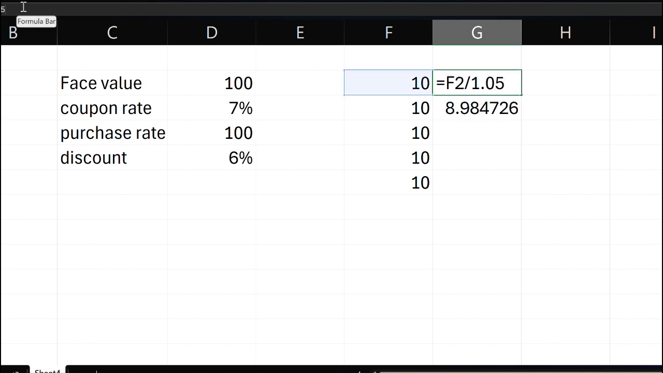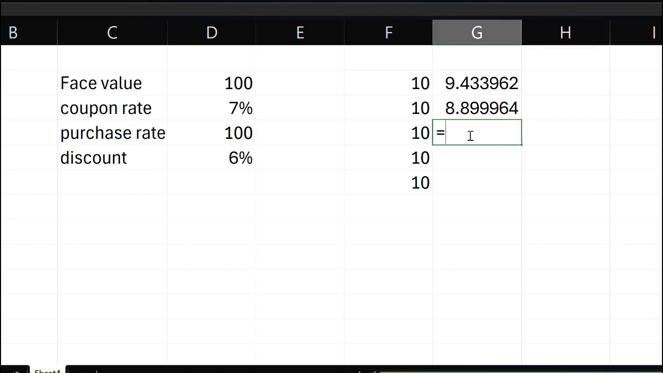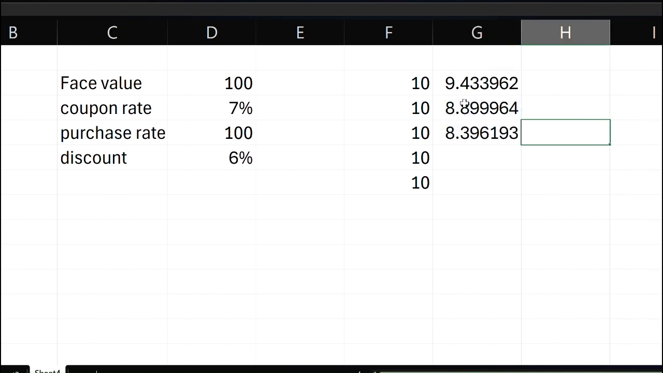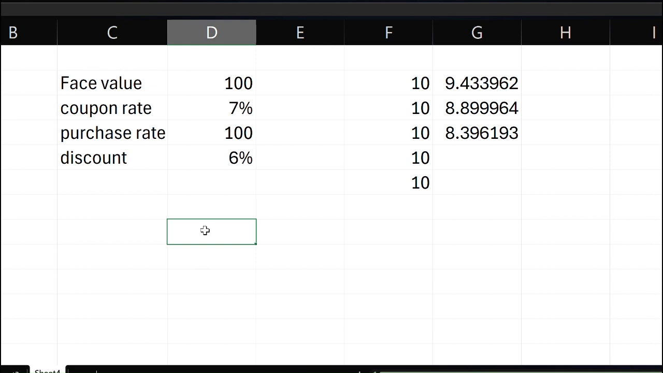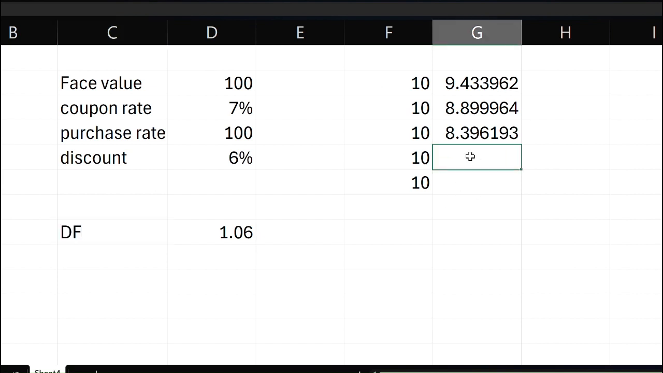Here also we have to change it to 1.06, because that is the discount factor we have taken. So now again you apply the same discount factor here also, divided by 1.06, or for our easy convenience I'll just put here the 1.06 factor, the discount factor, or I call it DF. So here I'll just divide this by the discount factor, and this one also.